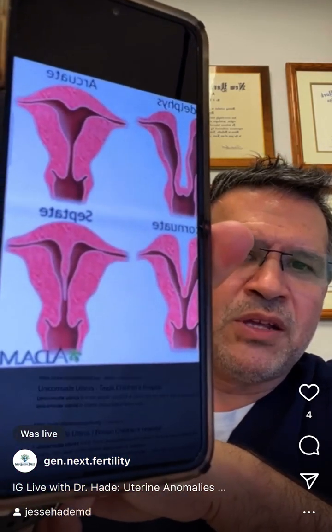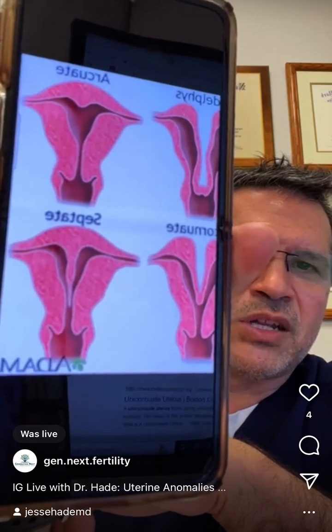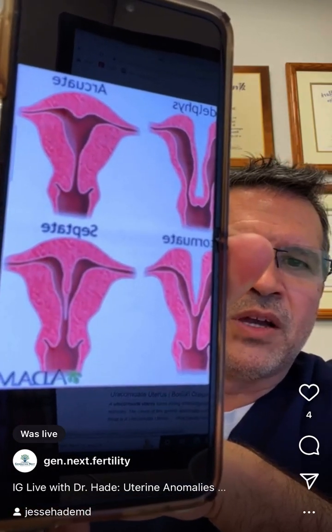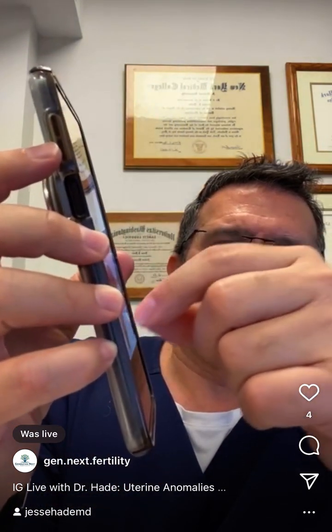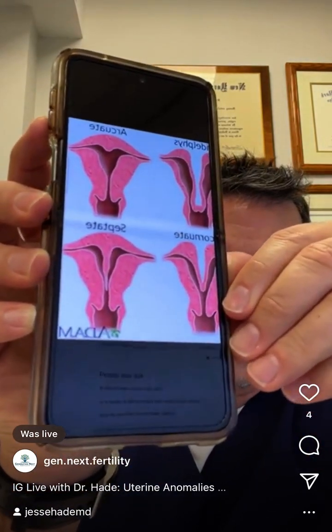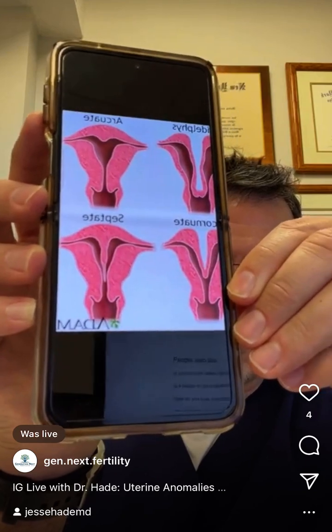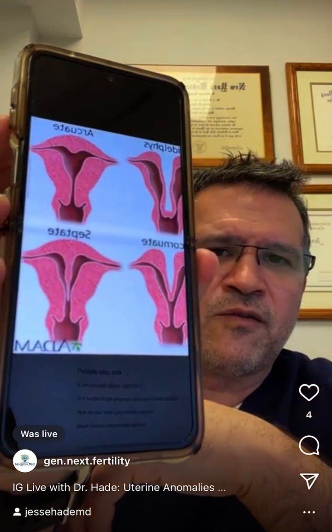But the most common anomaly to cause miscarriages is something called a uterine septum. That's where you have this avascular band, so it's just how the uterus is formed. It's a congenital malformation at birth. And it's no big deal. And these are actually pretty easy to fix for most individuals.